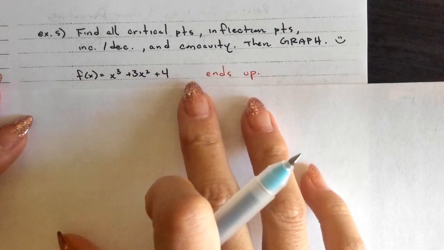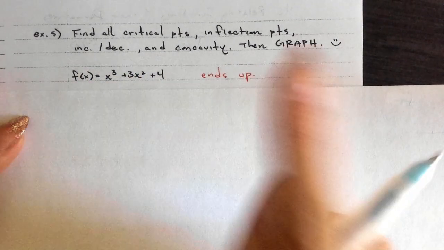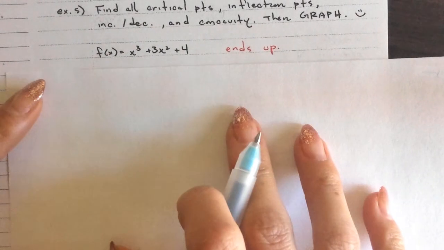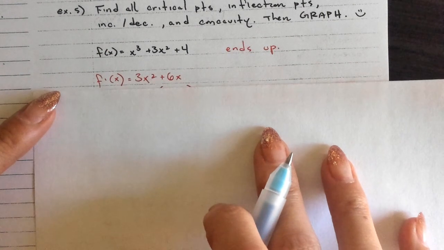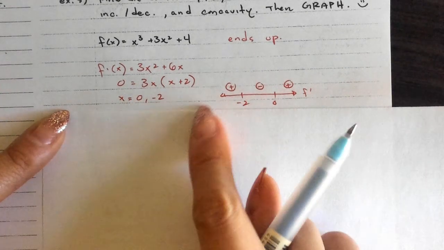Okay, so we are going to look at this, and I know that this ends up, and I know it looks something like that. So I already know in my mind it looks something like that, okay? So the first thing you're going to do is find the first derivative, and then solve for 0, and then make your little number line.